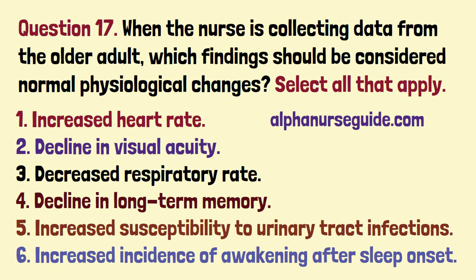Respiratory rates are usually unchanged. The heart rate decreases, and the heart valves thicken. Age-related changes that affect the urinary tract increase older clients' susceptibility to urinary tract infections. Short-term memory may decline with age, but long-term memory is usually maintained. Changes in sleep patterns are consistent age-related changes. Older persons experience an increased incidence of awakening after sleep onset.